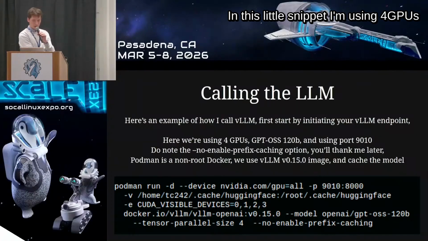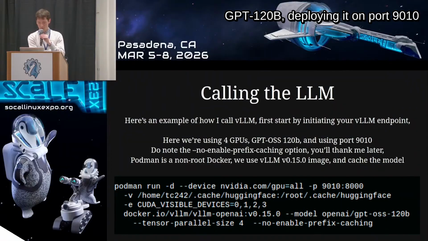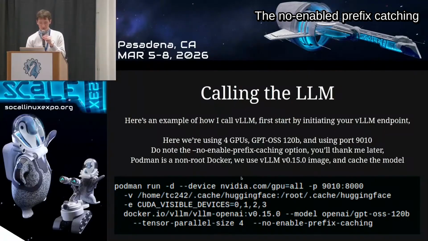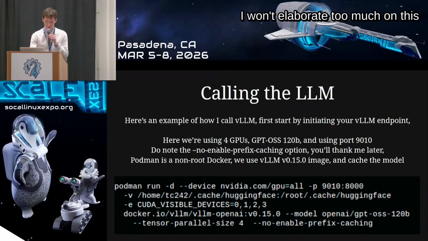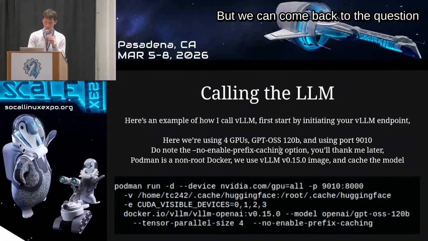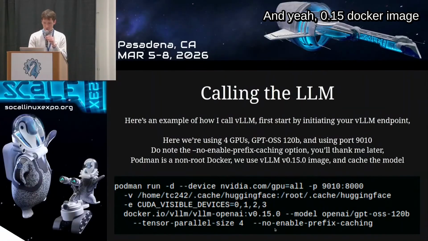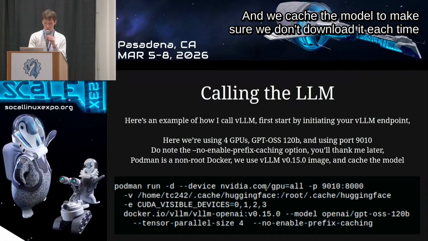In this little snippet, I'm using 4 GPUs, GPT-120B, deploying it on port 9010. The no enable prefix caching might save you some time. I won't elaborate too much on this, but we can come back to it in the questions. And yeah, the 0.15 Docker image, and we cache the model to make sure we don't download it each time.